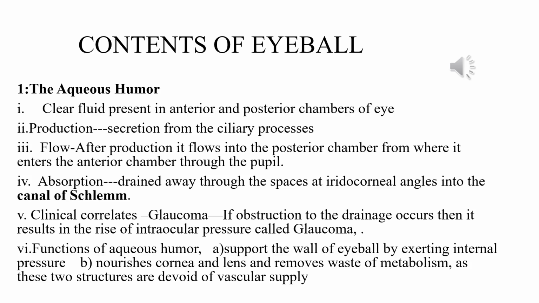And after its circulation, it is drained away through the spaces at the angles between the iris and the cornea, where there is a venous sinus for its drainage called the canal of Schlemm.